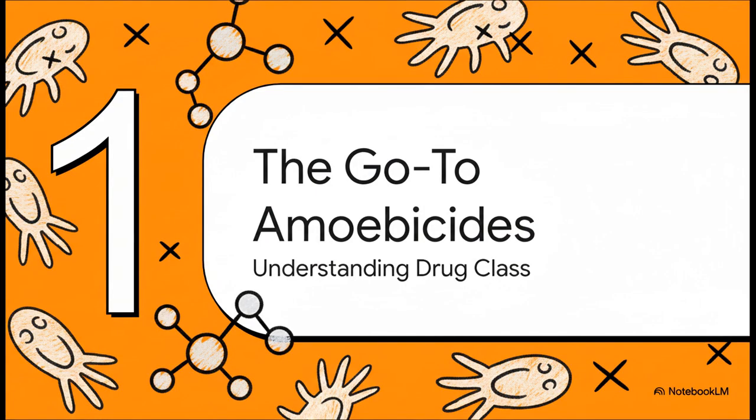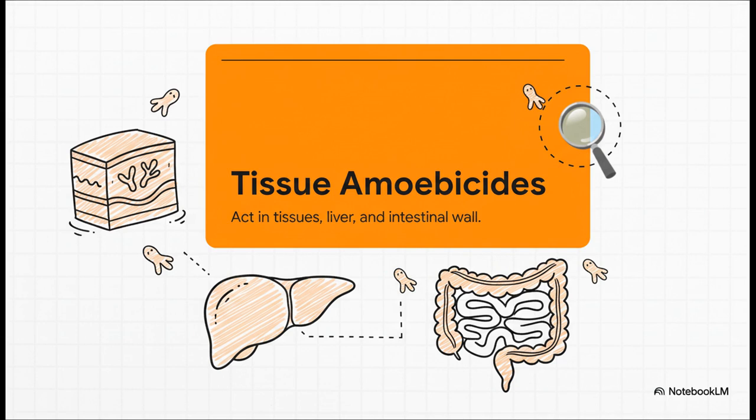Okay, first things first. We have to understand the main category of drugs we're even talking about here. These are the tissue amoebicides. So what are they, really? Just like the name says, these are the drugs that get to work deep inside the body. We're talking in the tissues, the liver, and the intestinal wall. This is exactly where that invasive amoebiasis likes to cause all its damage.